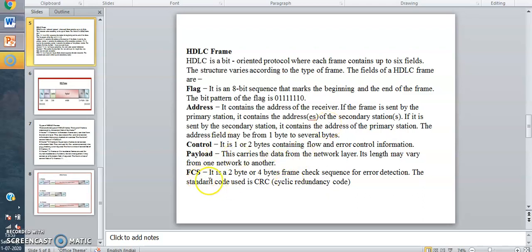Next, FCS. It is a 2-byte or 4-byte frame check sequence for error detection. The standard code used here is CRC, cyclic redundancy check. FCS is an error detecting code calculated from the remaining bits of the frame. FCS can be 16 bits or 32 bits long.